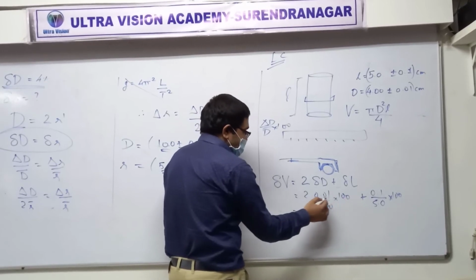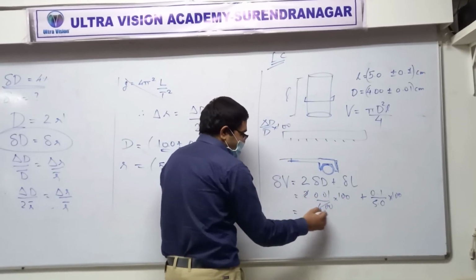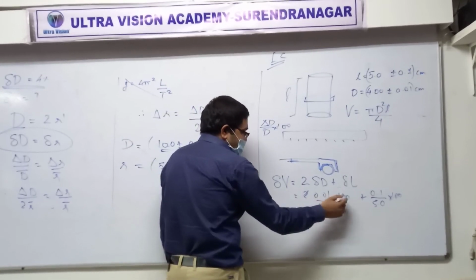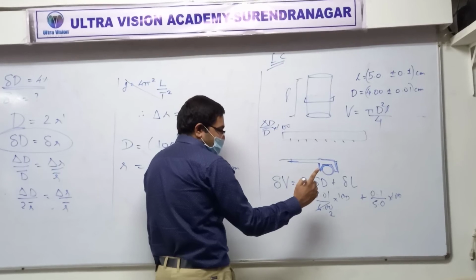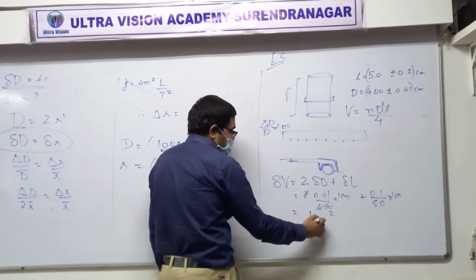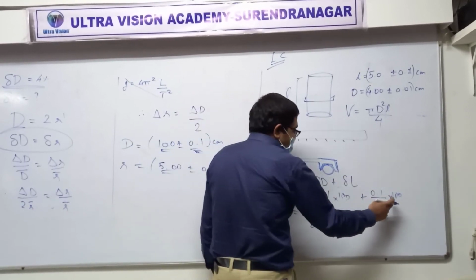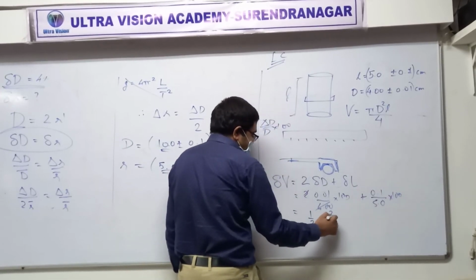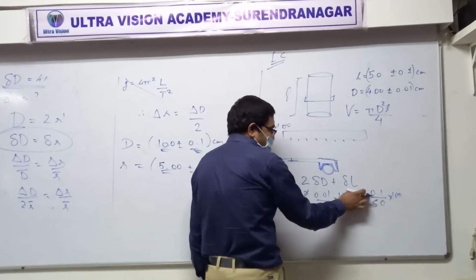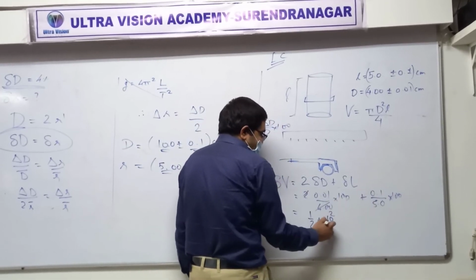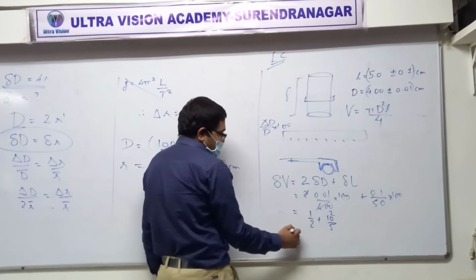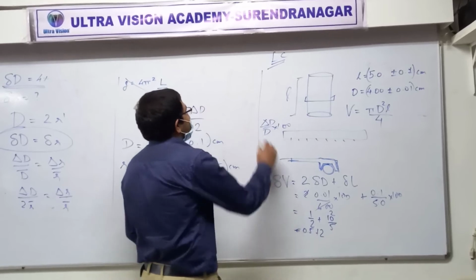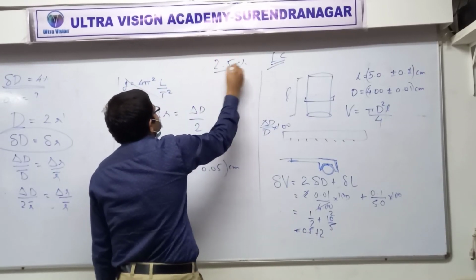So 100. Okay, 2 cancels with 4. 100 into 0.01 is 1, so 1 by 2, plus over there 100 into 0.1 is 10. Clear? Divided by 5. So how much is this? 1 by 2 means 0.5 and 10 by 5 means 2. So the final answer will be 2.5.